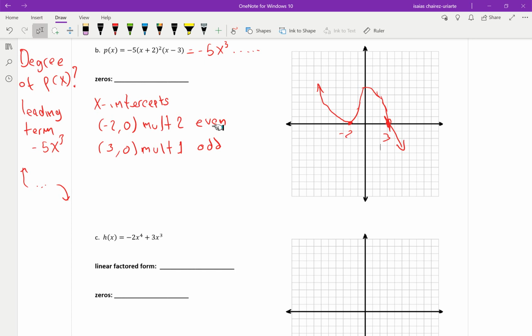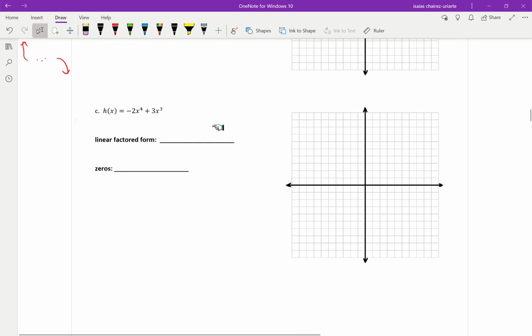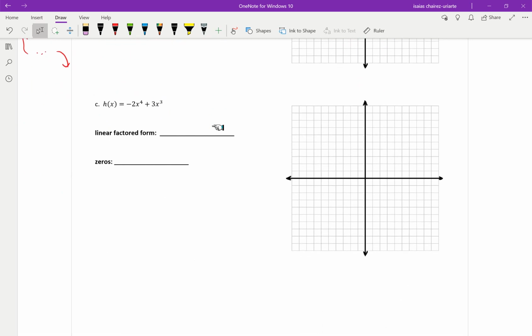All right, the next one. In the next one, the first thing we have to do is factor. We have to do some factoring. So I'm looking at this polynomial. It's of degree 4. Let me do my analysis over here of degree, because that always helps. So the degree here is 4. The leading term is negative 2x to the 4th.